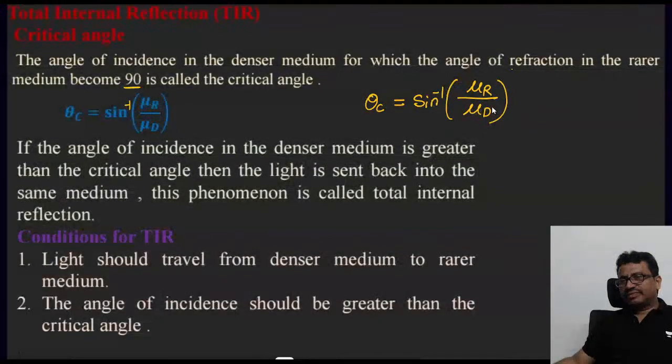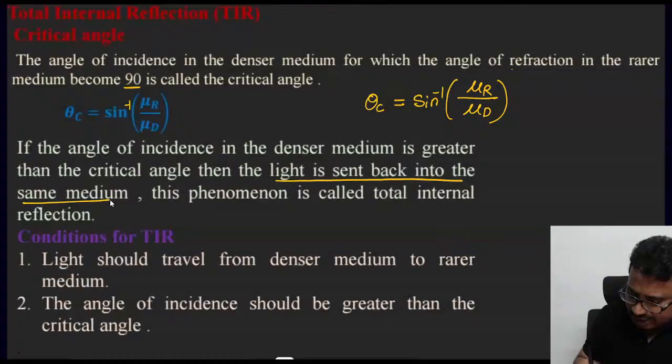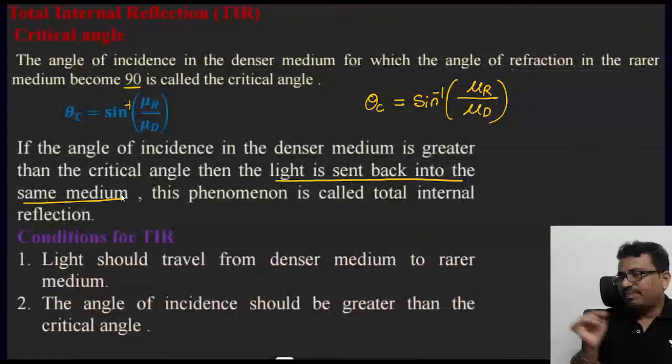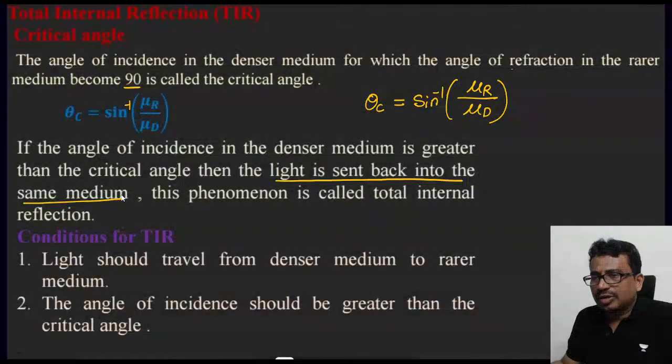If the angle of incidence in the denser medium is greater than the critical angle, then what happens? The light is sent back into the same medium. The light completely moves back. This phenomenon is called total internal reflection.